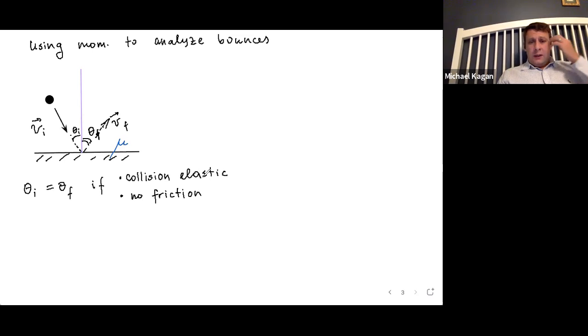So folks, is it clear what elastic means here? Elastic means that the speed remains the same, right? Kinetic energy stays the same, which means speed remains the same. But also you need to know there is no friction. So what does friction do? Friction changes the horizontal velocity, okay? So let's assume there is friction.